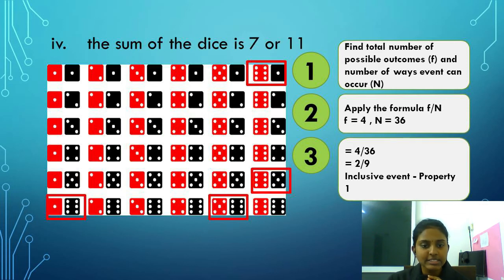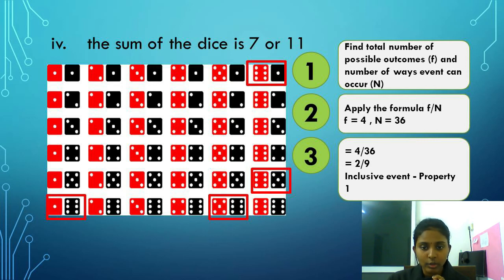Let's move to the next question. The fourth question is, we need to find the probability of an event that the sum of the dice is 7 or 11. Let's look into the picture. In the picture, there are 4 outcomes where the sum is 7 or 11.